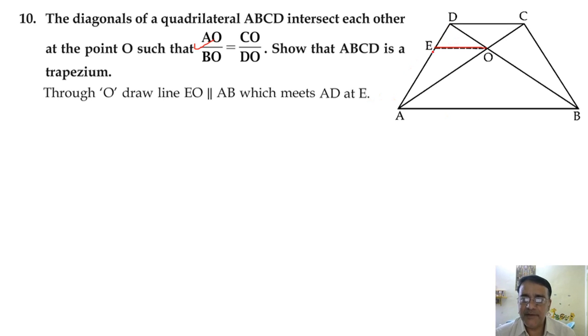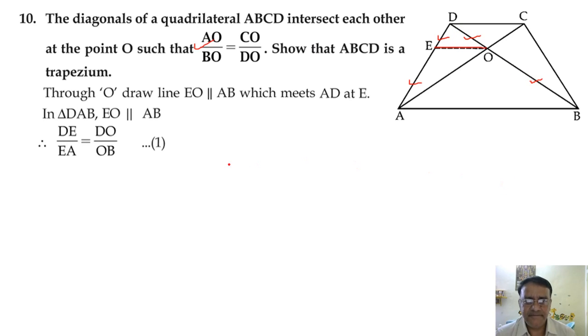Now we can apply the basic proportionality theorem in triangle ABD. So if we apply it, we get DE upon EA is equal to DO upon OB. Let it be equation number 1 by basic proportionality theorem.